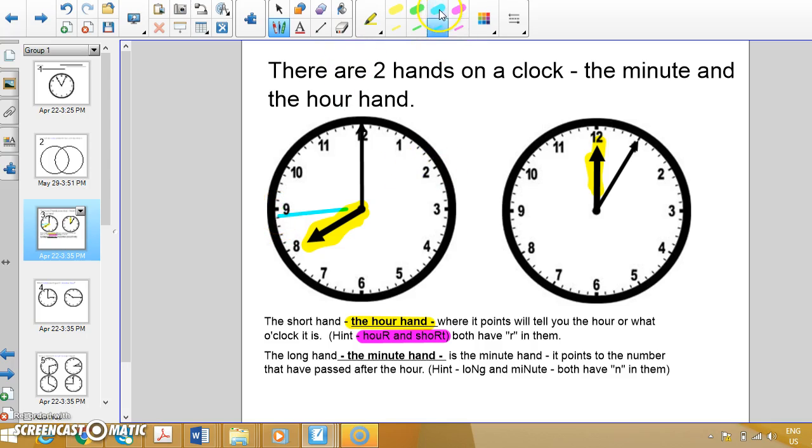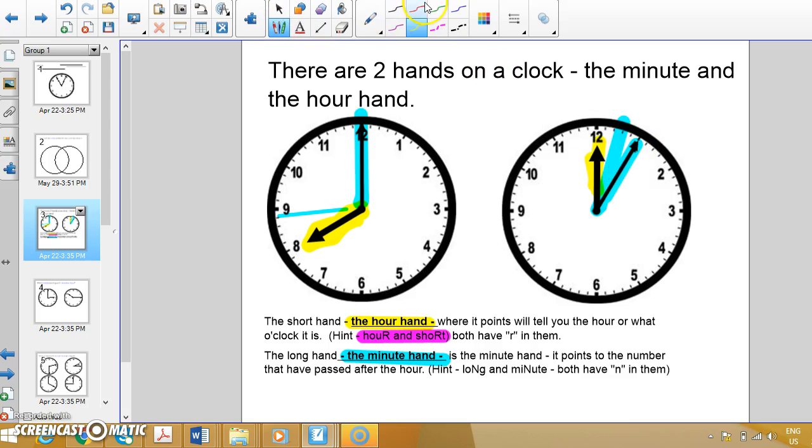Now, this long hand right here, this long hand that's much longer, is our minute hand. Okay, so the long hand is the minute hand, and the minute hand points to the number of minutes that have passed after this hour. So right here, this minute hand tells us that we're right at the first hour, and we'll get to how to tell time. And this one tells us that we're just a little bit past the hour.